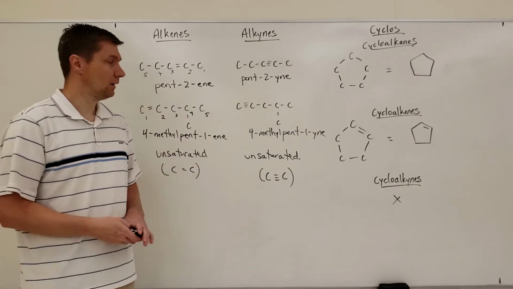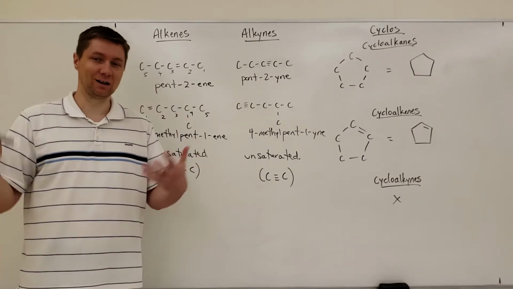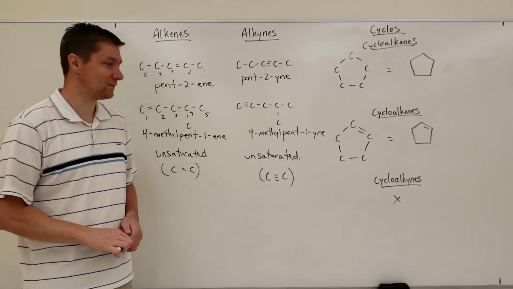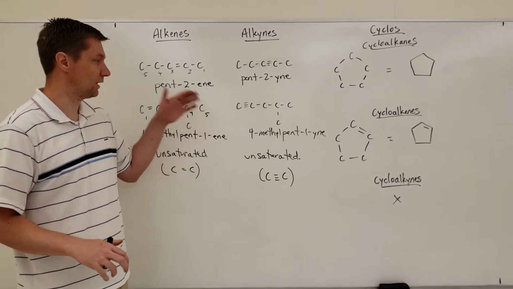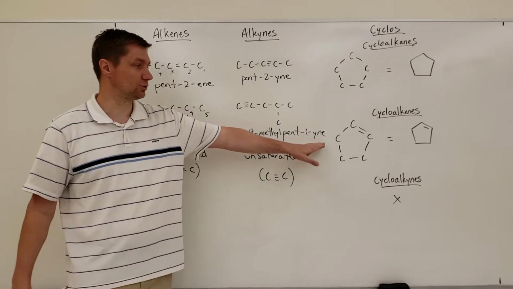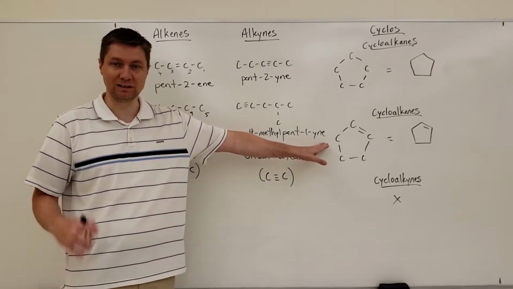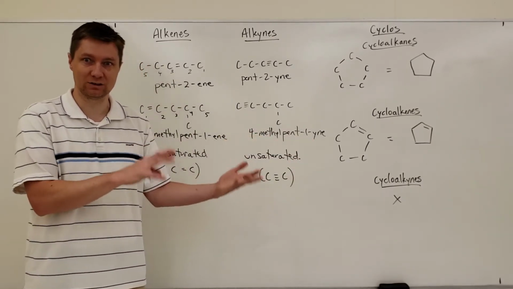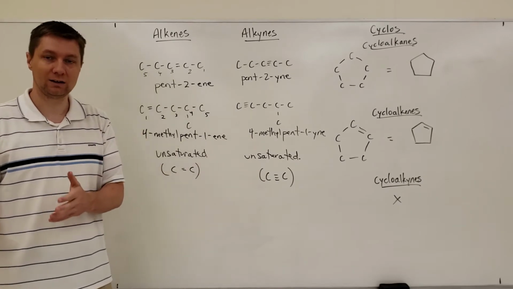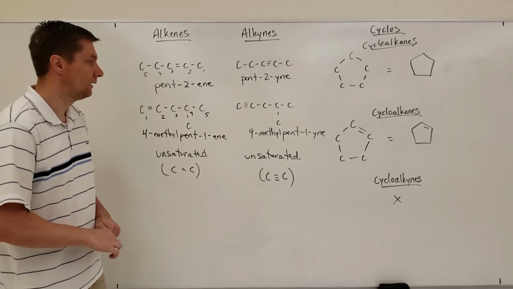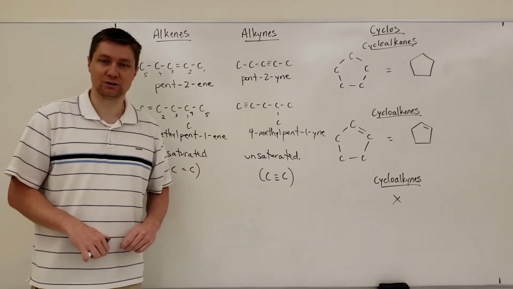All the other rules apply, and compounds can get a little crazy, as we've shown in some of the past videos. But if it's got a double or a triple bond in it, you have to make sure that the parent chain gets the name of ene or ine. If it's a double, it's an alkene. If it's a triple, it's an alkyne. And then you name the branches the same as before.